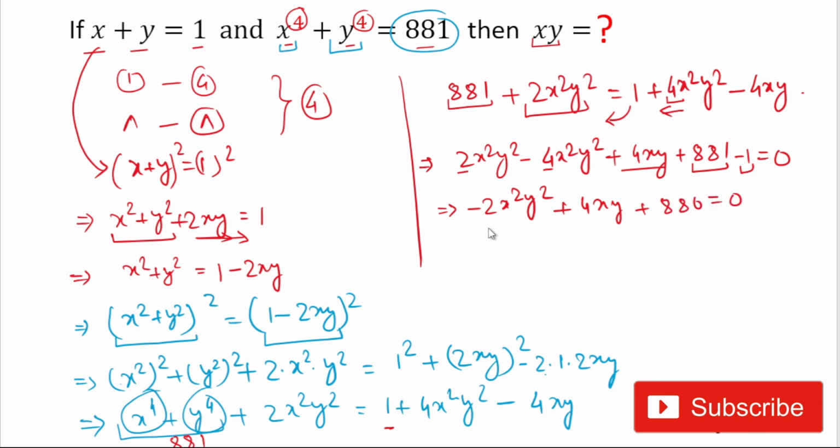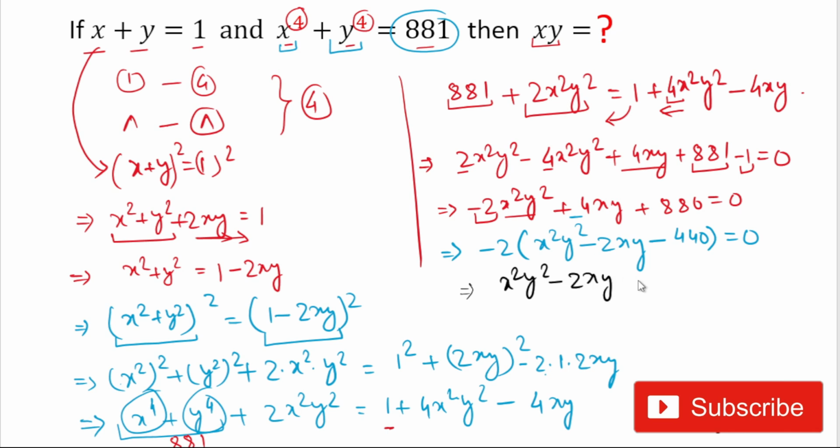Now this equation is in quadratic form. From here we will take negative 2 common. If we take negative 2 common, the remaining here is x square y square, then negative 2xy from the next term, and 880 divided by negative 2 gives minus 440, bracket close, equal to 0. Now for further solution, we will divide both sides by negative 2. Then our left hand side will be x square y square minus 2xy minus 440, equal to 0.